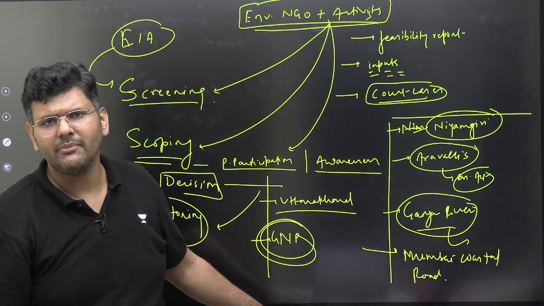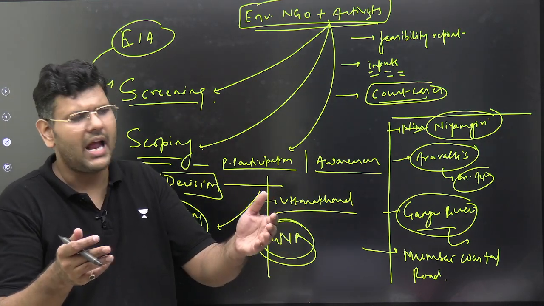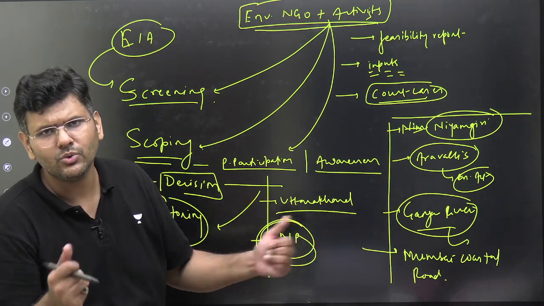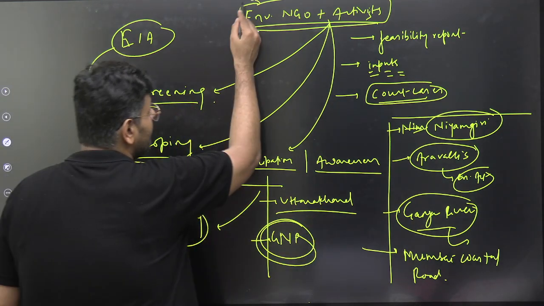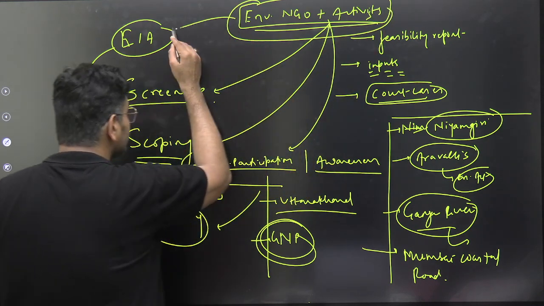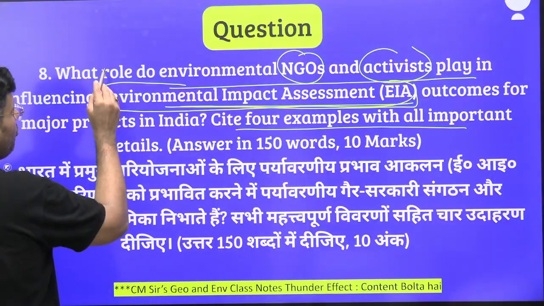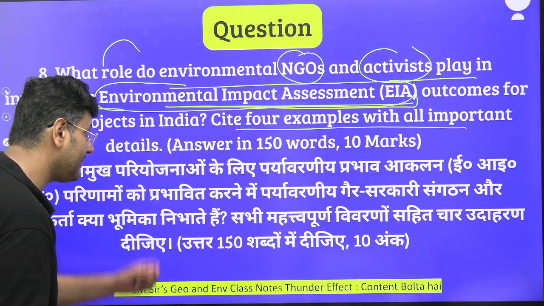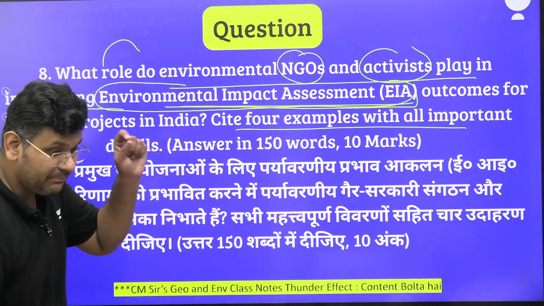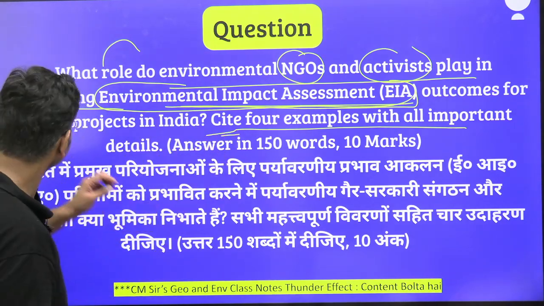The activists are doing their best. It is only upon the courts and the consciousness of the government what they are going to do. But EIA can be very effective if environmental NGOs and activists as pressure groups are always on them. Very important, hence the topic, sir. They have asked you, what role do they play in influencing environmental impact assessment? Yes, sir, they play a very important role, and yes, the examples can be given.